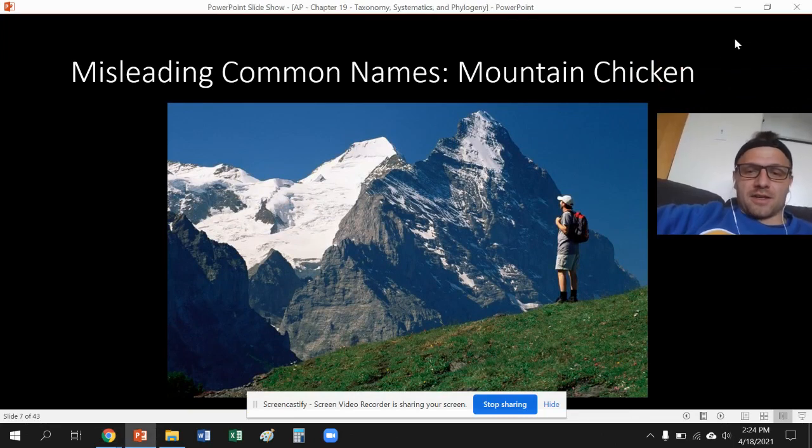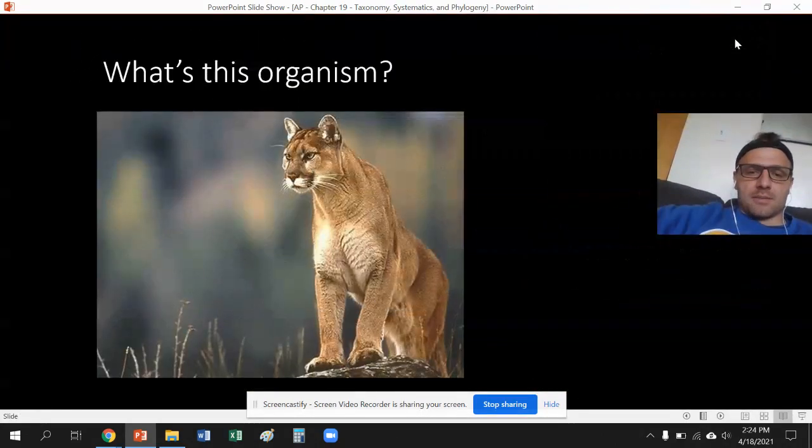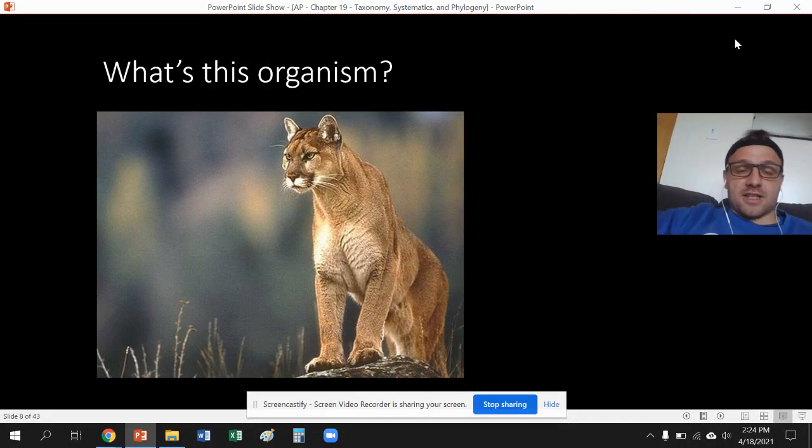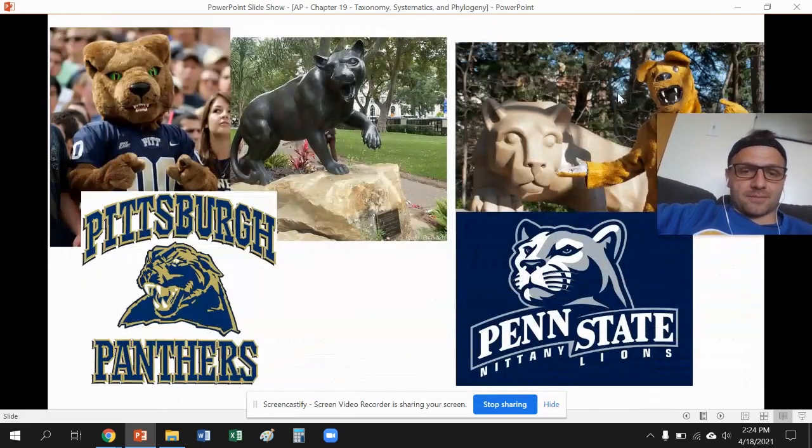The mountain chicken, you're probably thinking a mountain with a chicken on top, but that's not what it is. It's actually a type of frog. Another example is the puma, the cougar, or the mountain lion. These are all the same species, but they're given multiple common names. And yes, both Pitt and Penn State have the same mascot, but they call it different things. They call it the Nittany Lion here at Penn State and the Panther out in Pittsburgh.